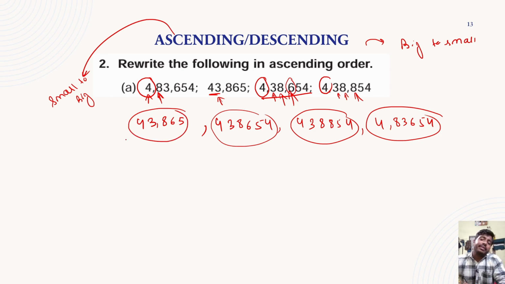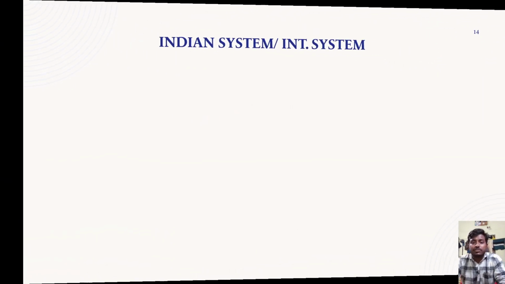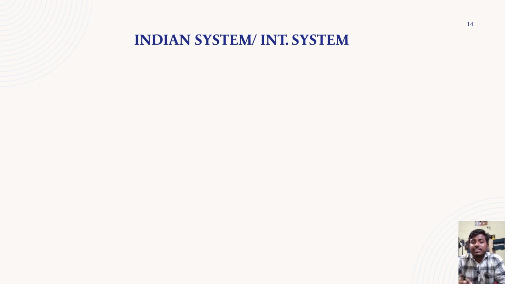If the question asks to write the numbers in descending order, simply first we write the bigger number, then smaller. Okay. Next question. Now the next concept is the Indian system and the international system.